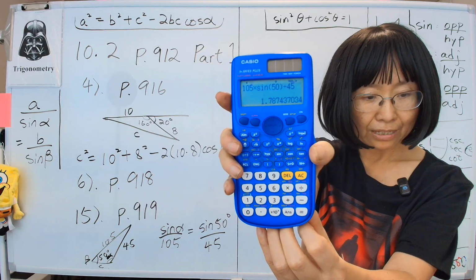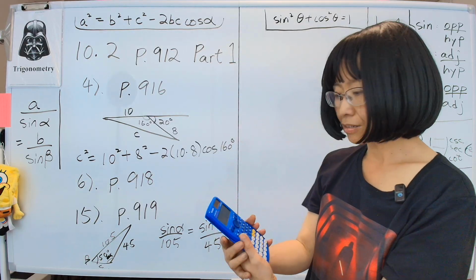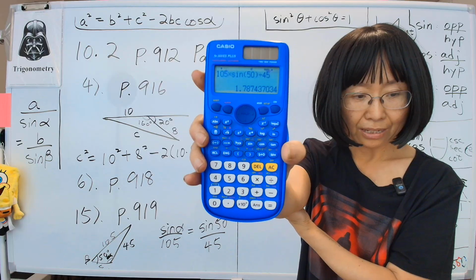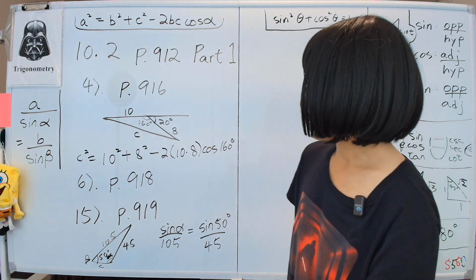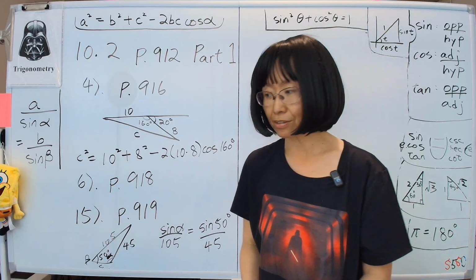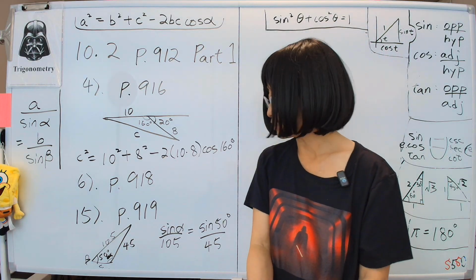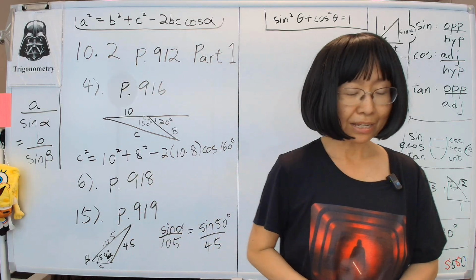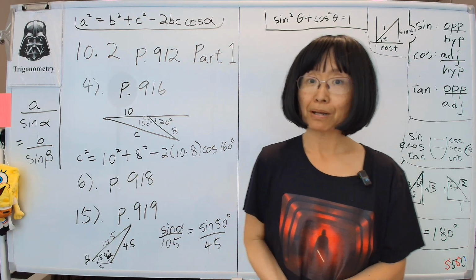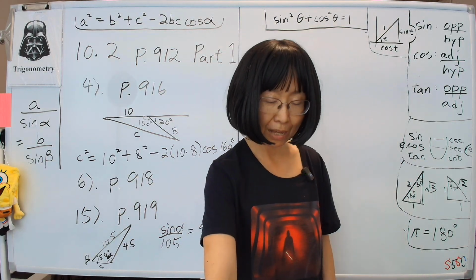So sine of alpha equals 1.7, and that is not possible. There is no angle that will give you a sine value of more than 1, and therefore there is no solution to this problem. Anyway, I will do more problems in the next section, in the next video.